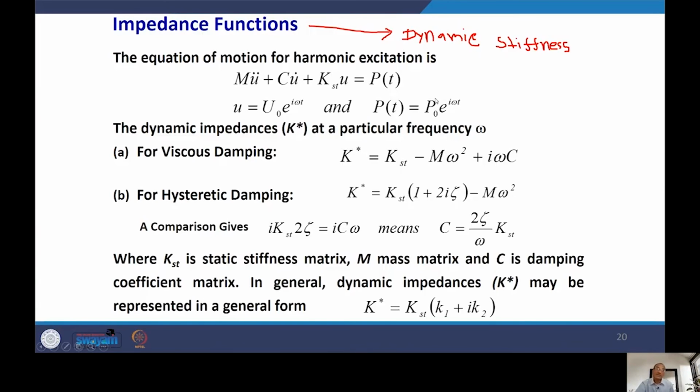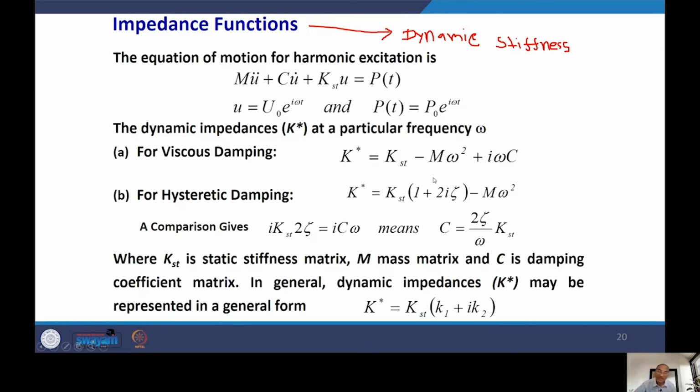When you are considering viscous damping, this k, which is nothing but p naught by u naught, can be defined by k_st minus m ω² plus i ω c. Here k star is called the complex dynamic stiffness or impedance function, and this will be static stiffness minus mass multiplied by ω², where ω is the angular frequency of excitation in radians per second, and c is the damping coefficient.